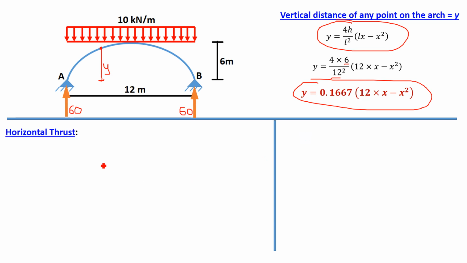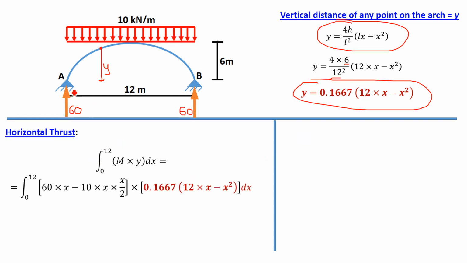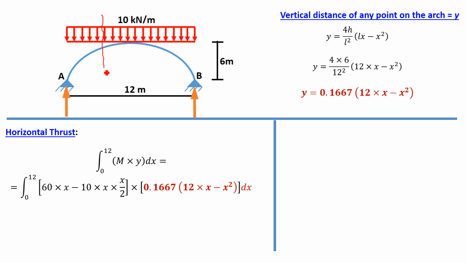Now to find out the horizontal thrust, we have to integrate from support A to support B directly, because it is a UDL throughout the span. We need not divide into zones, there is only one zone. So integral from 0 to 12 of M into y dx. Now if you take a section at any point on this arch, like this, suppose this is distance x. Now we have to take moment about this point.